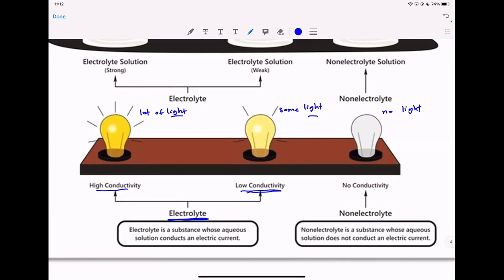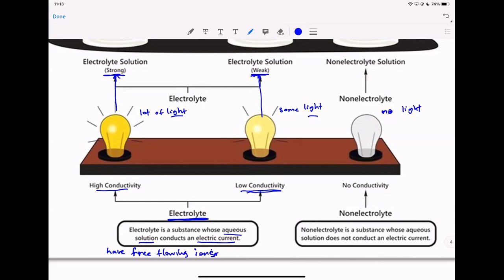And the definition of an electrolyte is an aqueous solution that can conduct an electric current, and that's usually because you have free flowing ions. So that's a soluble ionic compound, or a strong acid, a weak acid. Any of those are in the range, and they're all electrolytes. So those are strong electrolytes and weak electrolytes. Lots of conductivity is a strong electrolyte. A little bit, some light, is a weak electrolyte, compared to having no light.